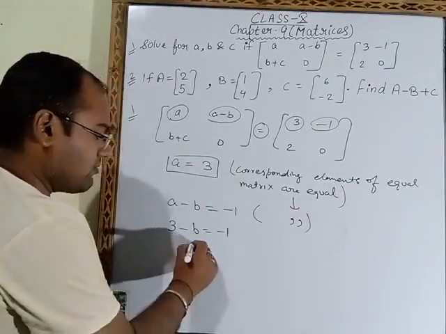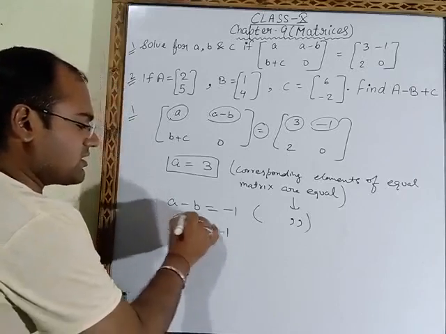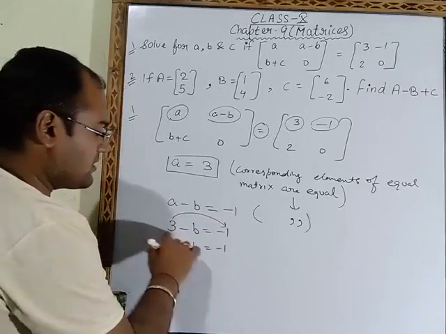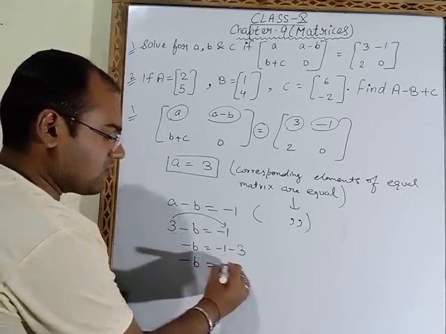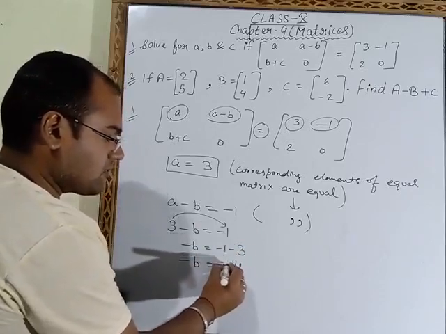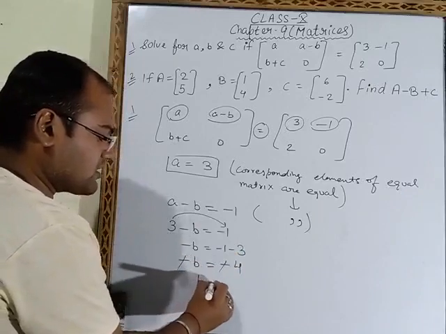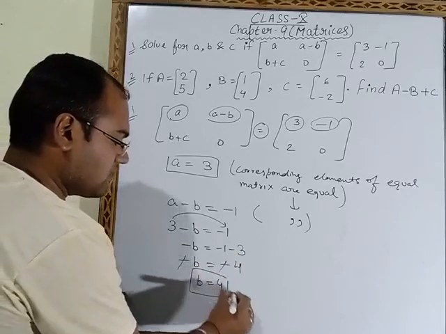Now what you will do? Minus B will remain here only. 3 will come here, so minus 1, minus 3. The answer is minus B is equal to minus 4. This minus and this minus will get cancelled. So the B answer is 4.